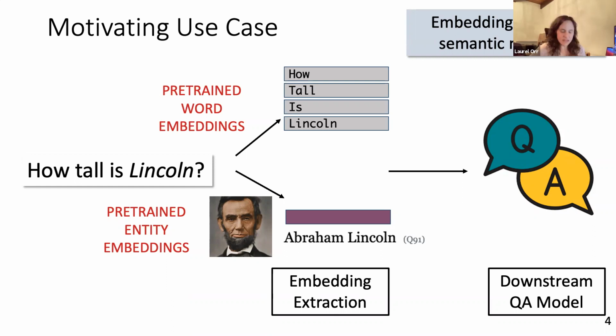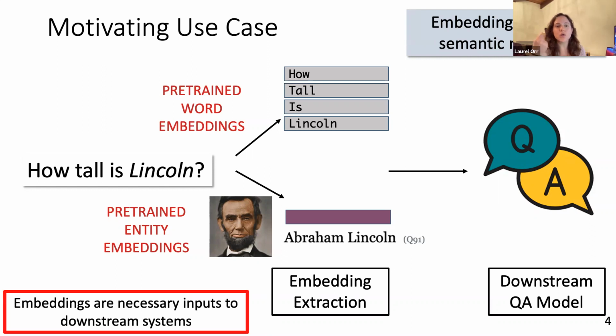And so the key thing here is that these embeddings are really critical inputs to these downstream systems, because then they can actually leverage the sort of factual knowledge encoded in these embeddings to perform their task. And these embeddings have provided lift across numerous tasks, including QA, where it could use the fact that Abraham Lincoln is 6'4" to answer your question.